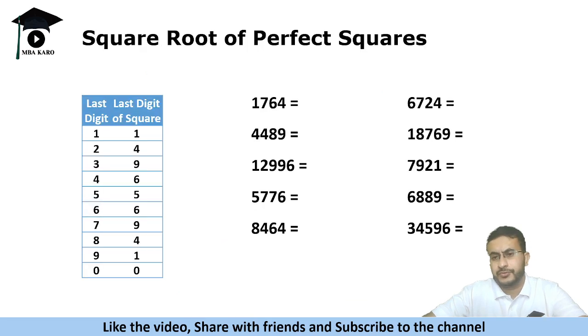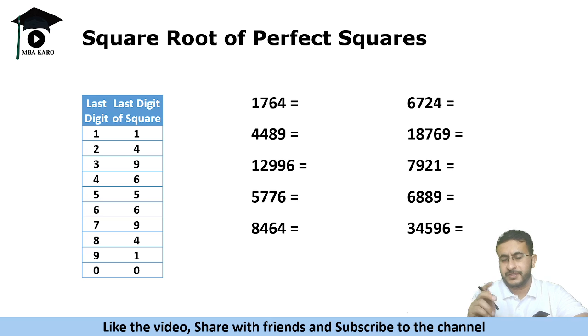Now coming to the square root part. Many times you deal with numbers which are perfect squares, and how to find square roots of these numbers with ease. So what you need to understand is the last digit concept. In the first video I told you about the last digit. It depends on the last digit of the given number.